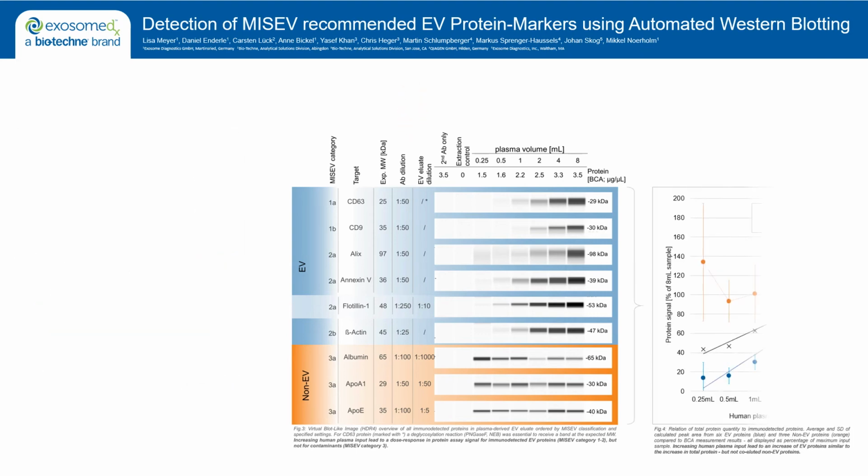By normalization to the highest input volume of 8 ml, we observe a similar trend for total protein and EV protein markers, but not for EV negative contaminants containing plasma and lipoproteins.